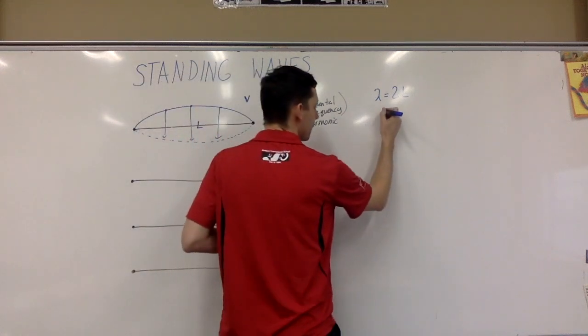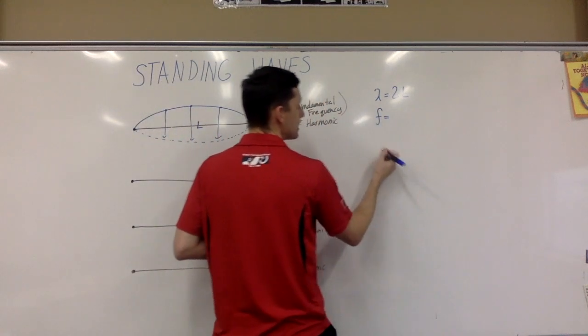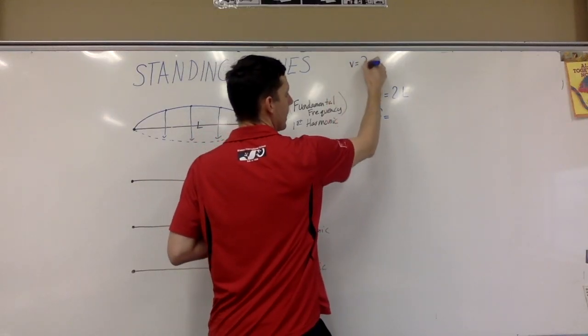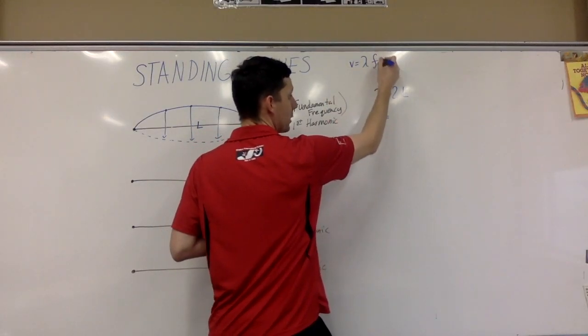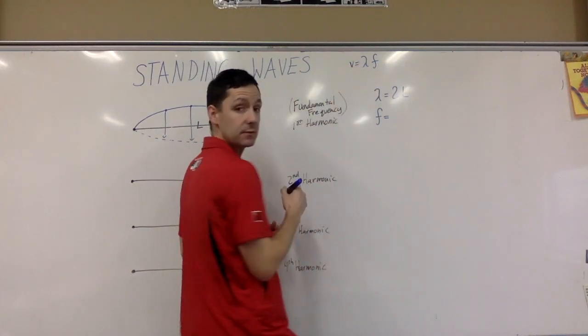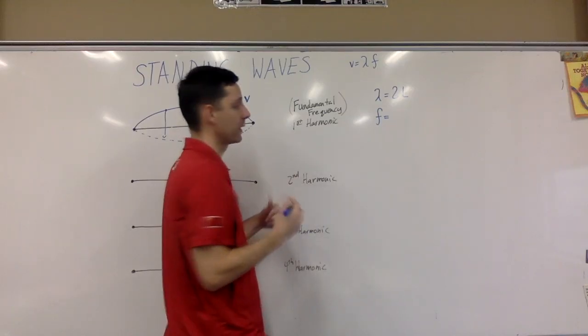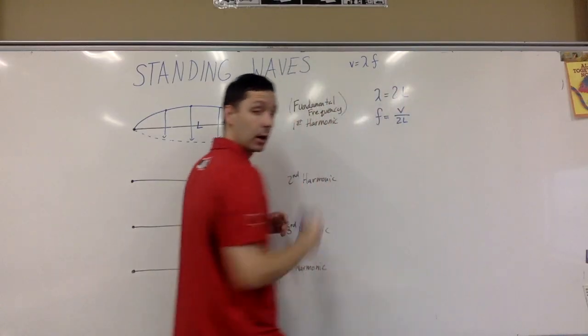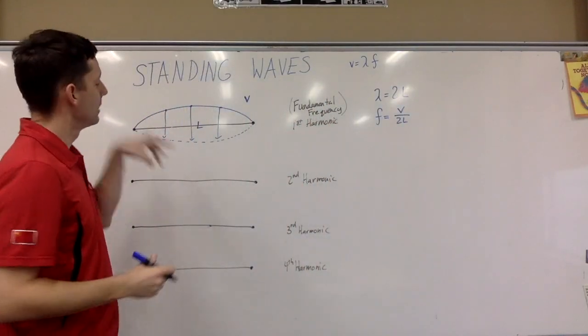Now, the frequency then is, remember that velocity is equal to wavelength times frequency. So if I divide by the wavelength, frequency equals velocity divided by wavelength. So frequency here is the velocity divided by 2L. Okay? Let's look at the next one.